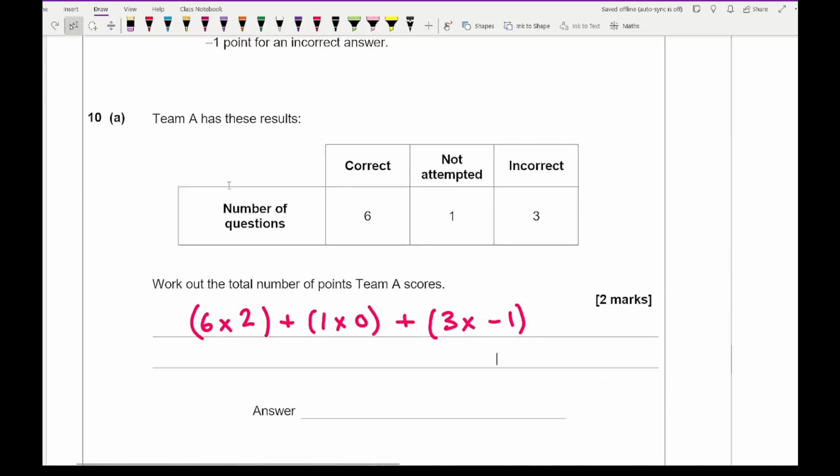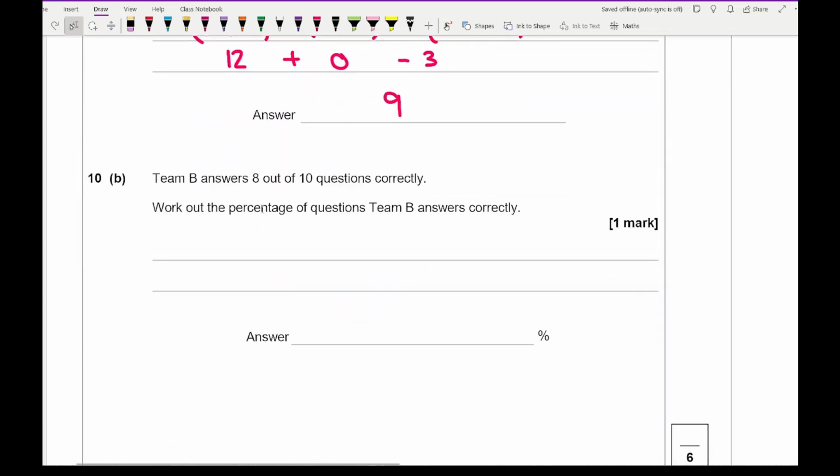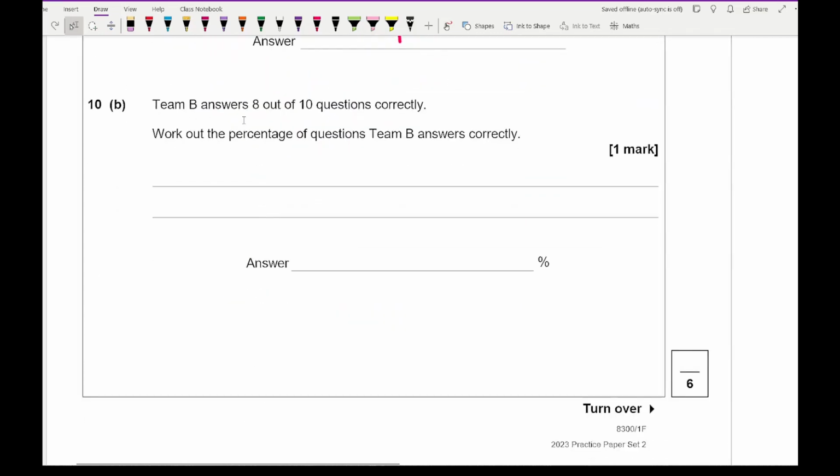And then we just need to simplify this. So 6 times 2 is 12, plus 0 minus 3. So 12 minus 3 gives us a total score of 9. It then says for Team B, Team B answers 8 out of 10 questions correctly. Work out the percentage of Team B's answers correctly.